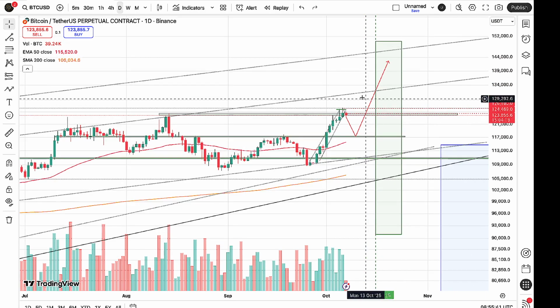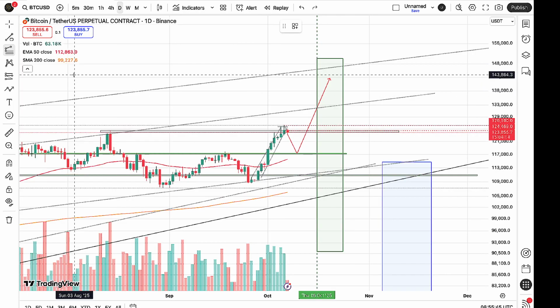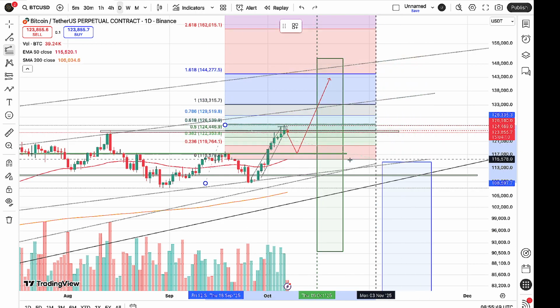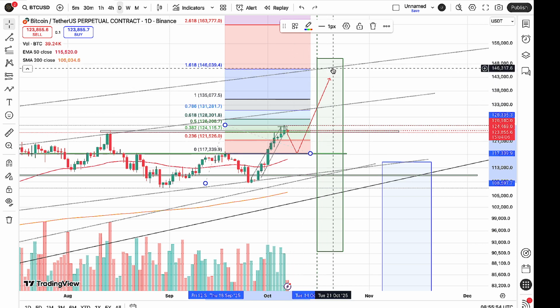Now, let's overlay a Fibonacci extension just to determine how high we could potentially go. So we take it from there, and if it does bounce off these levels, then we put it over there. Now the top of that ascending resistance falls almost exactly into the 1.618 Fibonacci extension. So at these levels, around 145K. If we get up to there, I will be closing my long positions and start to consider short positions.